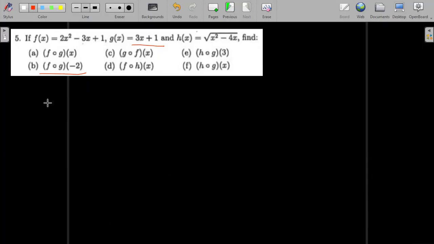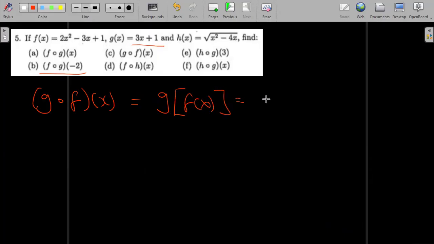So now, this time we start with g of f of x. So that's what we are finding. So in the function g, where it's x, just replace the function f of x. The function g is 3x plus 1, given there. So where there's x, I'm going to replace the function f of x, which is given as 2x squared minus 3x plus 1, then I have a plus 1 outside there.